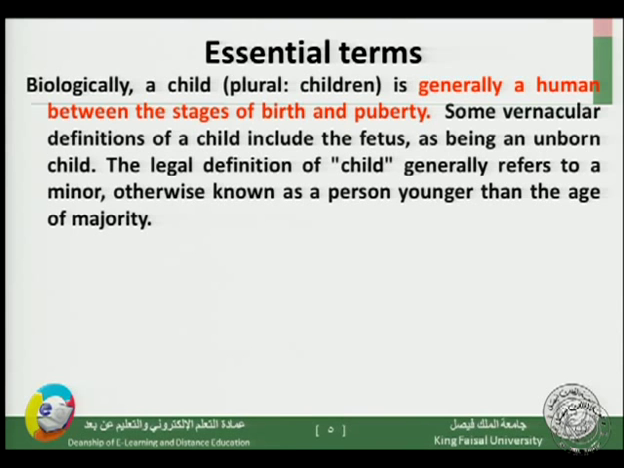Essential terms. A child, and the plural is children, not children's, no, children. We say children's literature, the possessive, the literature belonging to children. A child is generally a human being. A child is not an it. It is not an inanimate object. A child is a living organism. A child is a human being between the stages of birth and puberty, that is to say adolescence, that is to say maturity. So from day 0 until 18, this is the child, according to most definitions.